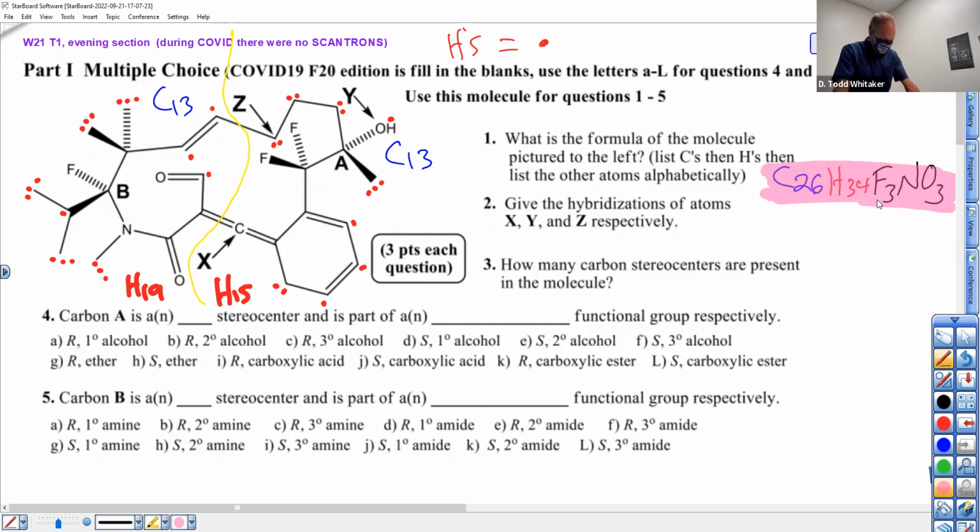X, Y, Z. X, we're doing hybridization. You count sigma bonds and lone pairs, right? How many sigma bonds to C? Only one of those two is a sigma, only one of these two is a sigma. That's it. Total? 2. What's the hybridization? SP. Y. Please put the lone pairs on the O.